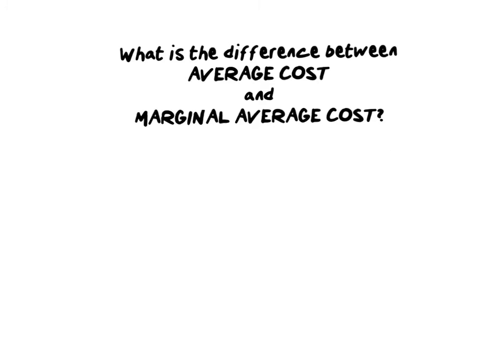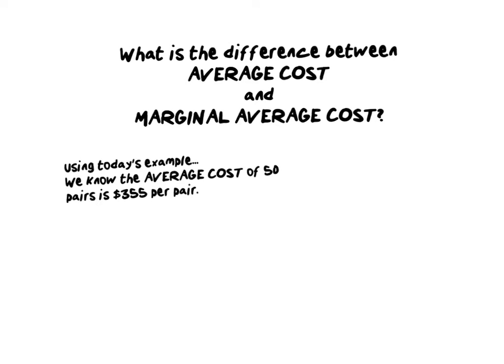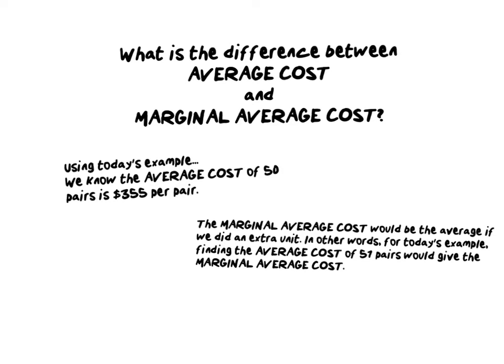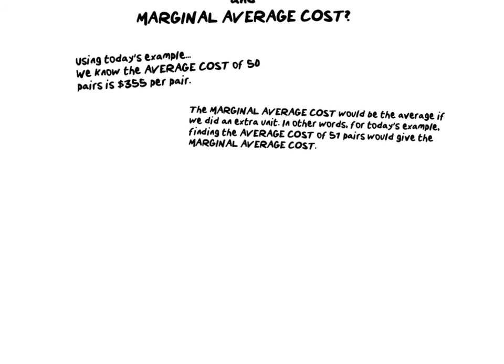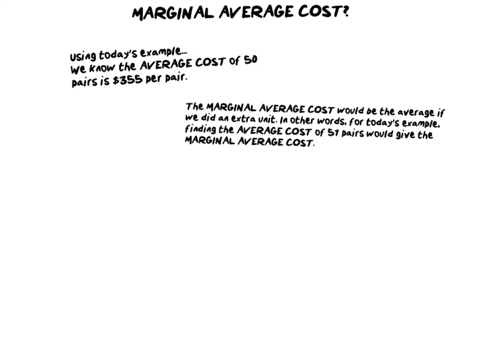So what's the difference between average cost and marginal average cost? We know the average cost of 50 pairs is $355 per pair. So when we say the marginal average cost, basically we're trying to find what the average cost of an extra pair would cost and figure that difference. So let's take the average cost for 51 pairs of sneakers.